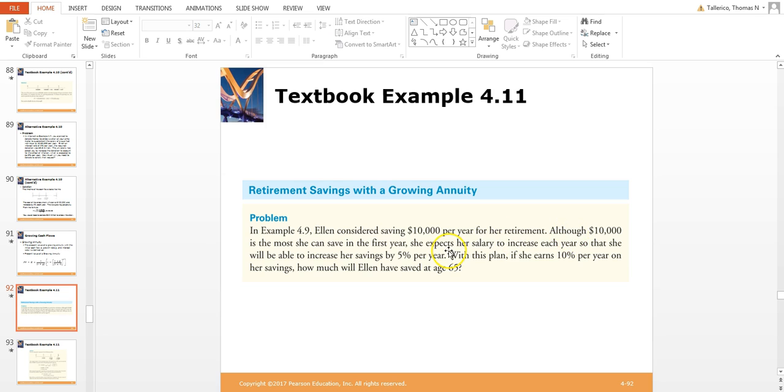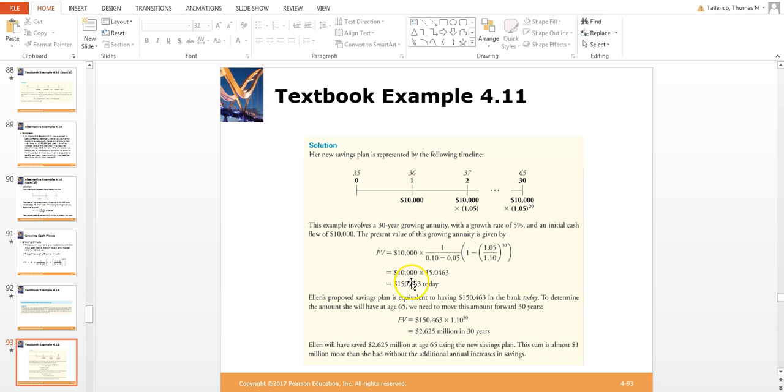Here's an example of retirement savings with a growing annuity. She starts with $10,000 a year, and as she gets raises, she hopes to increase her savings by 5% per year. So you'll have to plug into that equation, and here's what the present value will look like of the payments as they grow for 30 years. As you can see, here's the first year, here's the 30th year, and unfortunately we have to use this equation here, which I don't like doing, but we really don't have a choice.